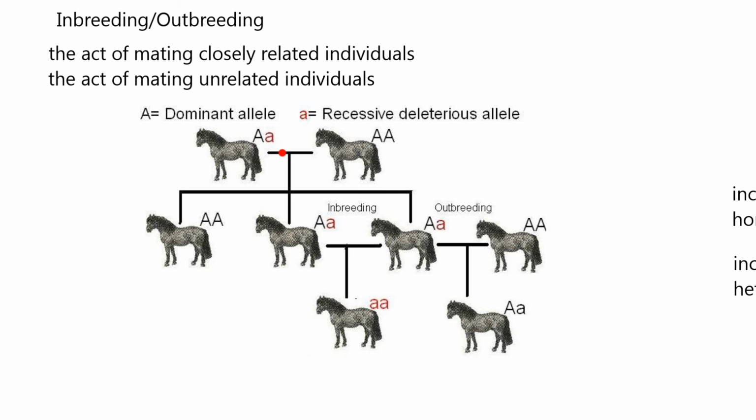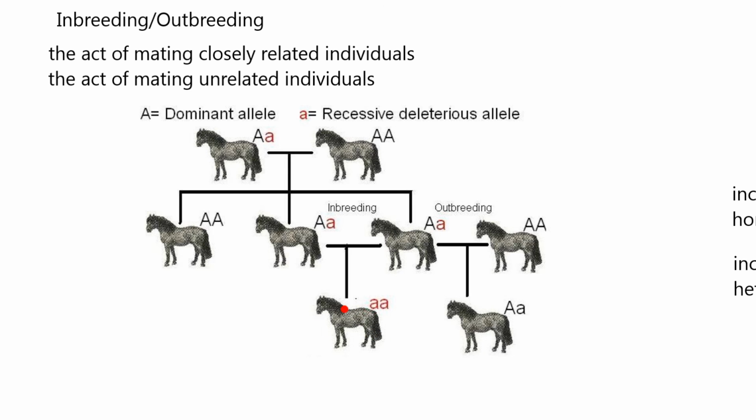Inbreeding is the act of mating closely related individuals. So here we're mating siblings, and if we did that, that would be called inbreeding. They're both carriers. They didn't have to be, because this one isn't a carrier, but in this illustration they're both carriers. If both parents are carriers, a proportion of the offspring are going to have 2 copies of the recessive deleterious allele, and therefore that's when it's going to be expressed.